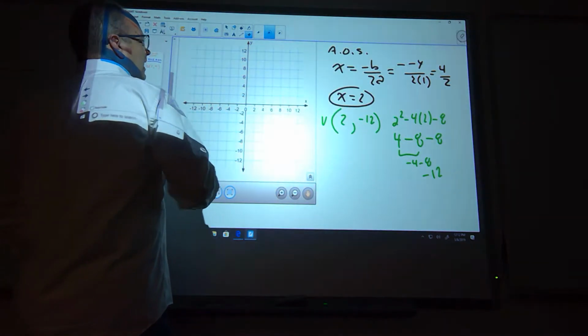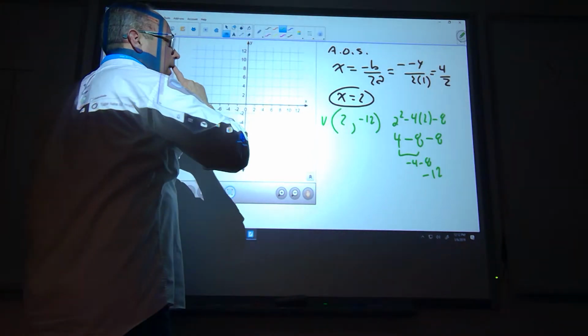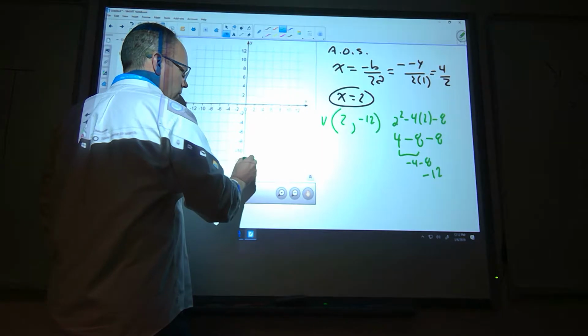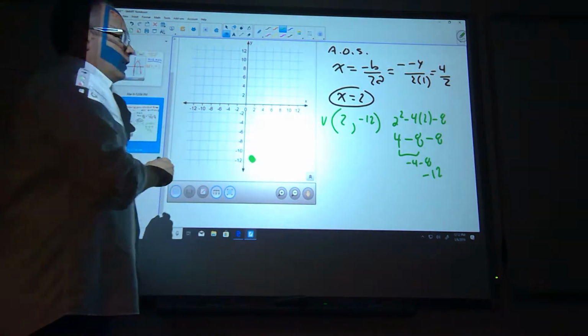That should work. All right, so at 2, negative 12, which is down here, we're counting by twos on each of ours. We're right there. Is that okay so far?